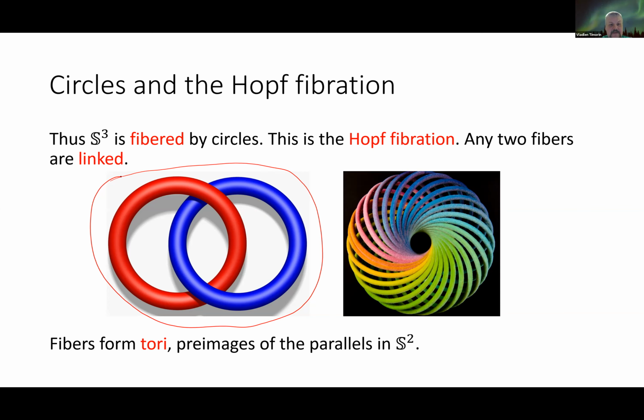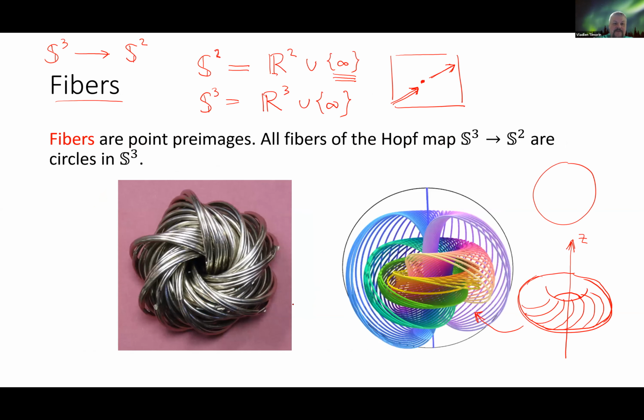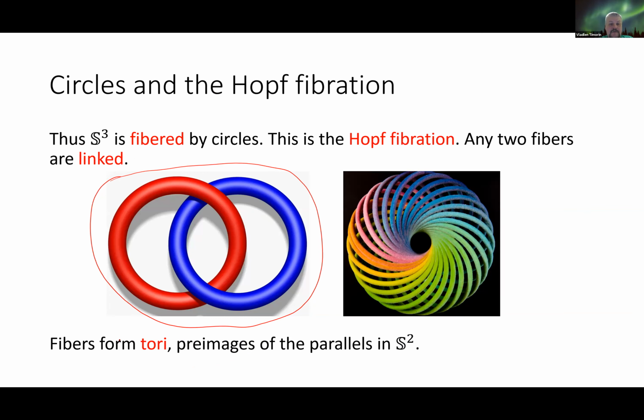So it's like in a keyring. This is, by the way, one of the physical models which models the same topological arrangement of circles as in the Hopf fibration. So any two circles are linked. Are there any questions?